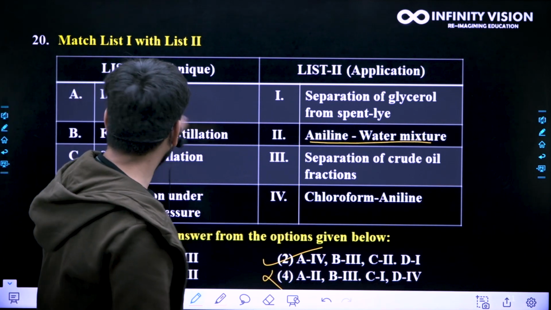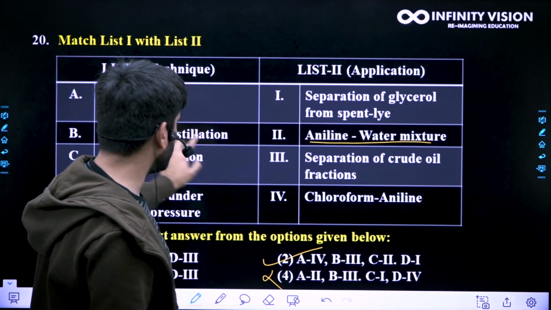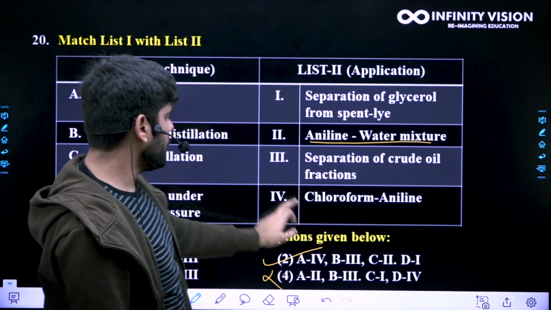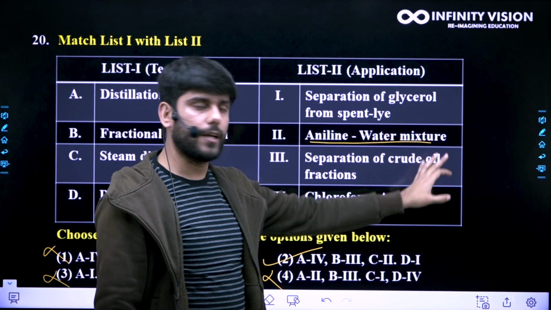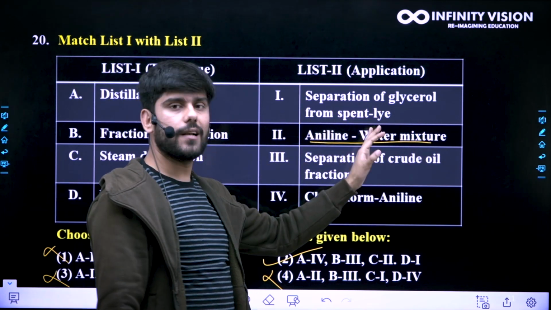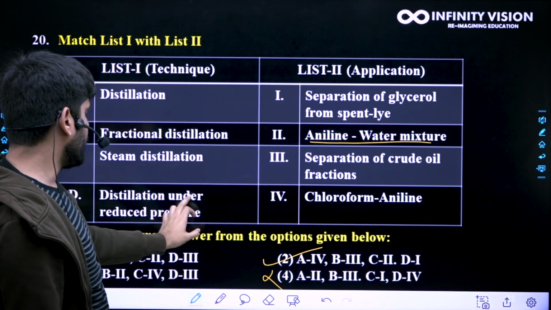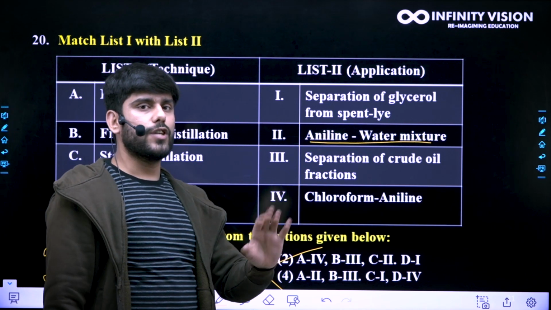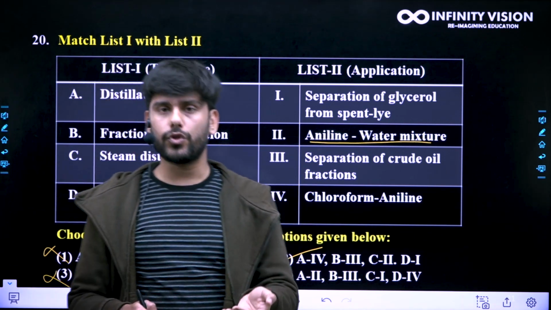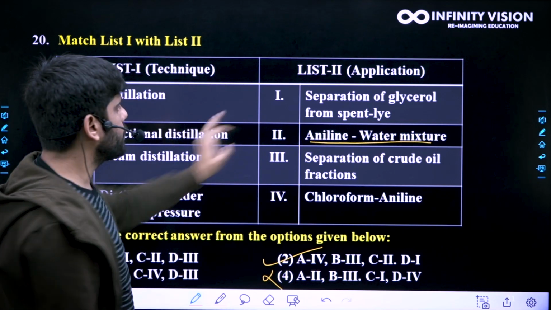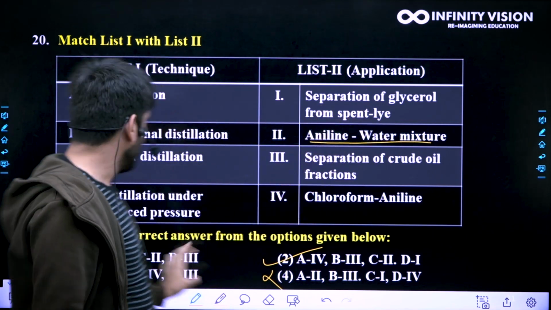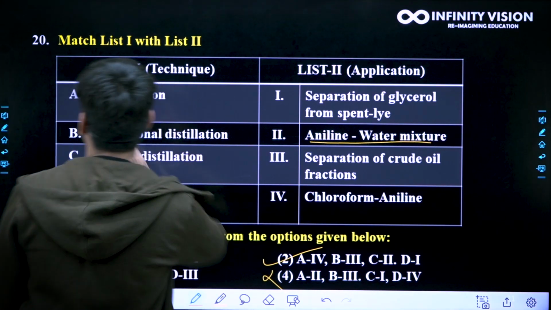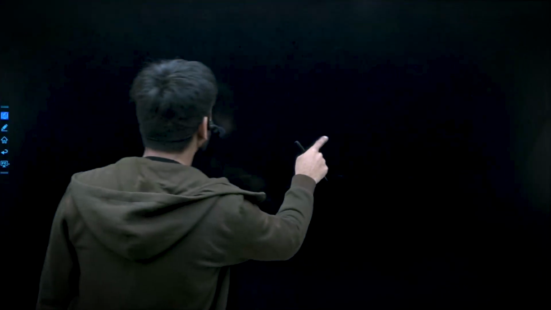So see, A goes with 4th, and B, the fractional distillation, separates the crude oil fractions. Then we have C, steam distillation, which will separate the aniline water mixture, and separation of glycerol from spent lye will be done by distillation under reduced pressure. Now what happens here? We separate the compounds which have very high boiling points, and they decompose at or below their boiling points. So separation of glycerol from spent lye matches with this technique. Okay, so we have got the answer, that is 2. Let us discuss the next question.